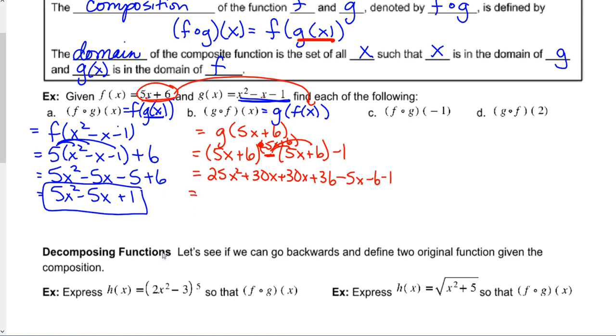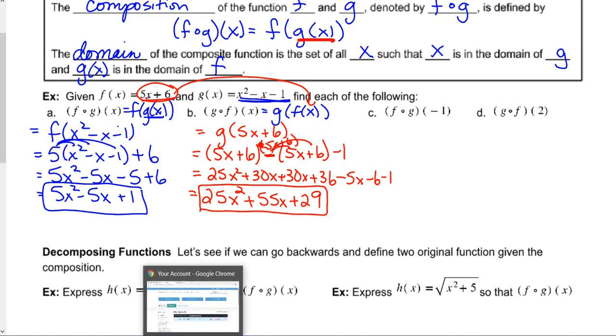All right, so let's simplify, and I think we're done. Here I only have 1x squared, so I'm going to go 25x squared. Then I have 30x plus 30x minus 5x. So that gives me a 55x. And then I have a 36 and a minus 6 and a minus 1. So 36 minus 6 is 30, minus 1 is a 29. So this new function becomes 25x squared plus 55x plus 29. And so that would be our final answer.